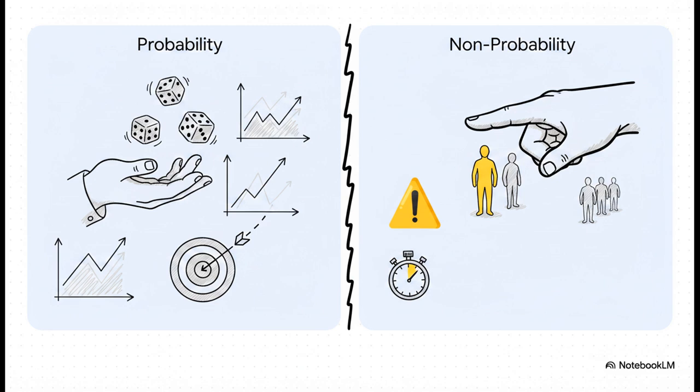Over on one side, we have probability sampling. This relies heavily on the mathematical rigor of random selection, which means we can actually calculate our margin of error. On the flip side, we have non-probability sampling. This relies on deliberate, purposeful selection by the researcher. Sure, it's way faster, but it carries this inherent, honestly dangerous risk of bias creeping into the data.